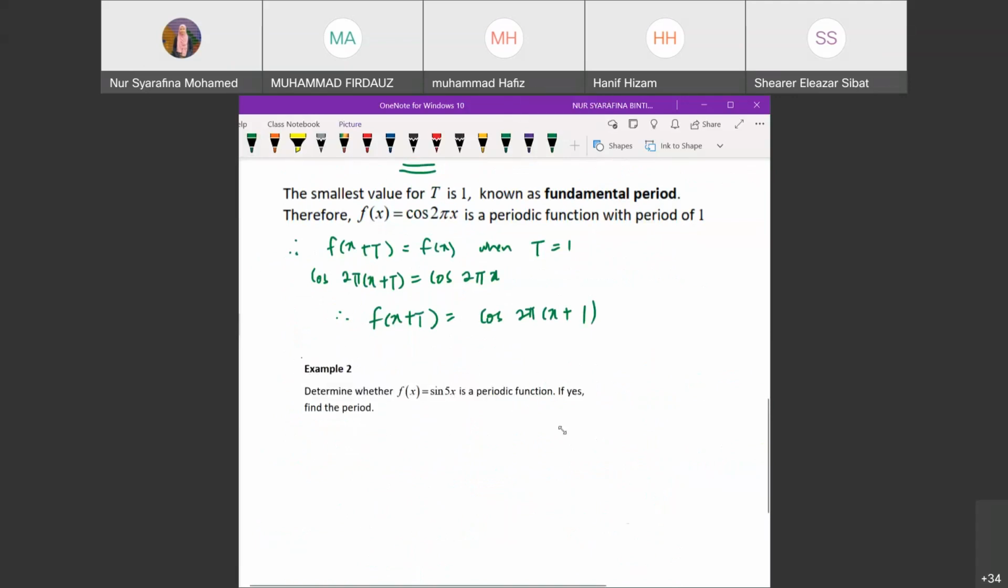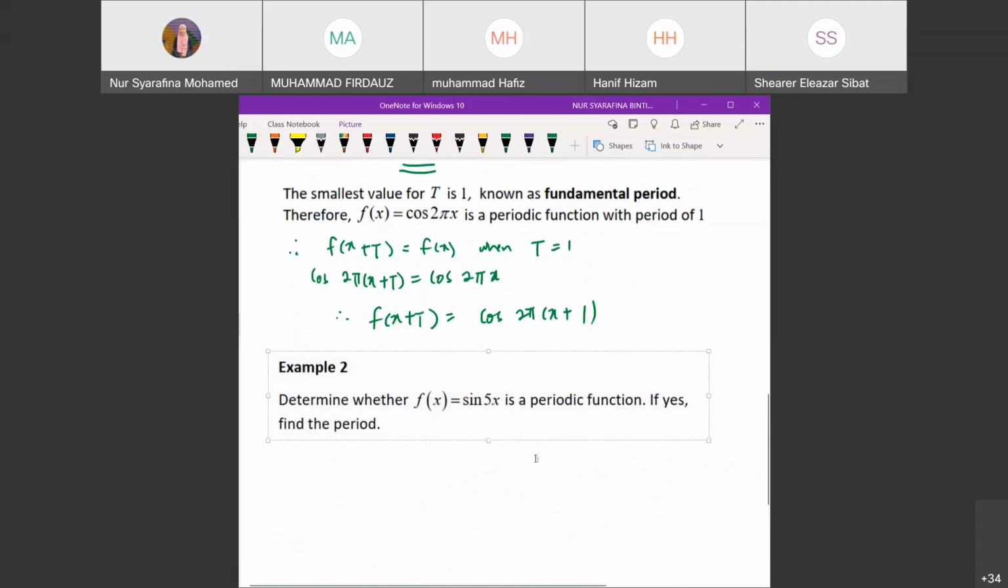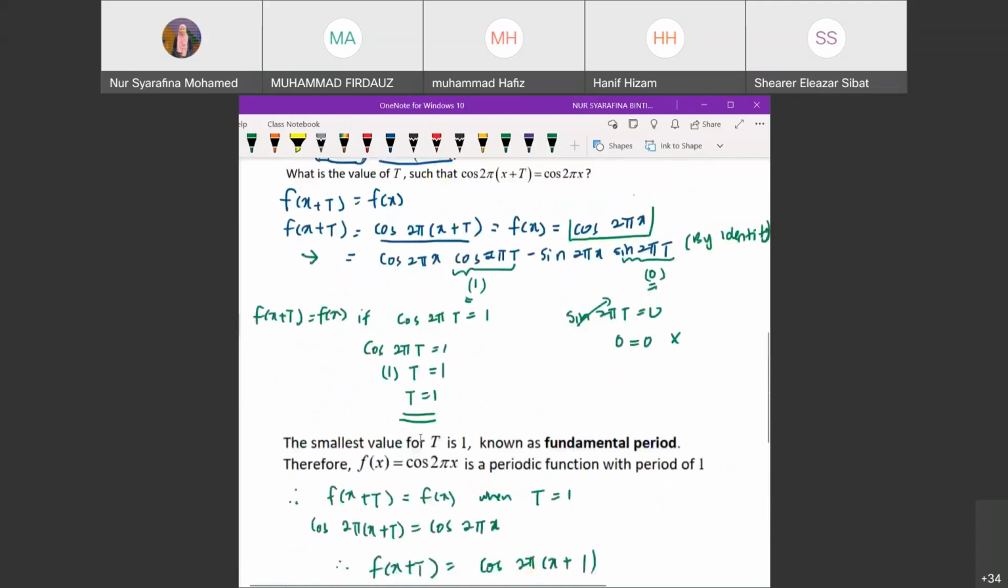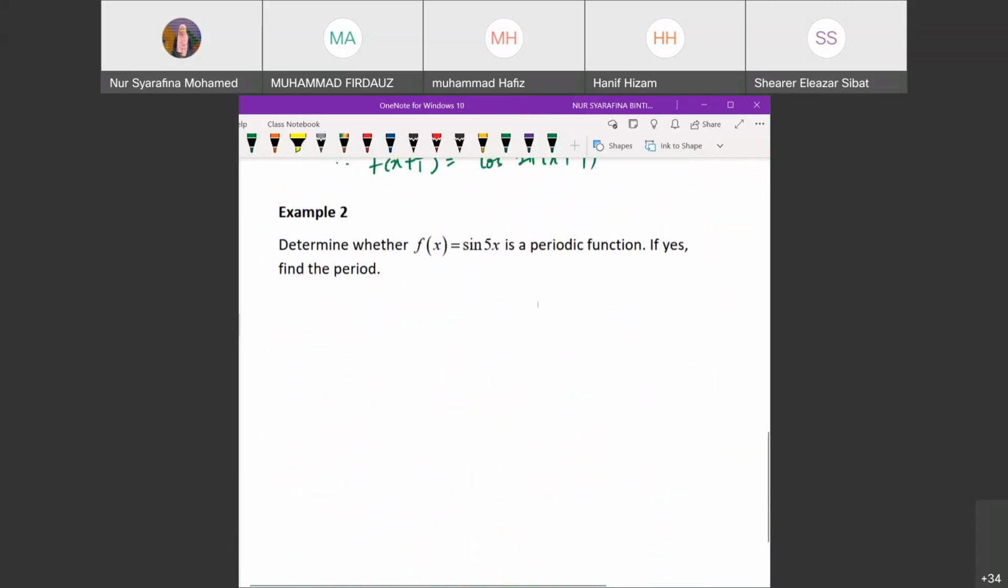Determine whether f(x) is sine 5x. Is it a periodic function? If yes, find the period. Okay, let's try. So now your f(x) equals sine 5x. In order to make sure that this is a periodic function, you have to show that f(x+T) equals f(x), and you can find what your T is.